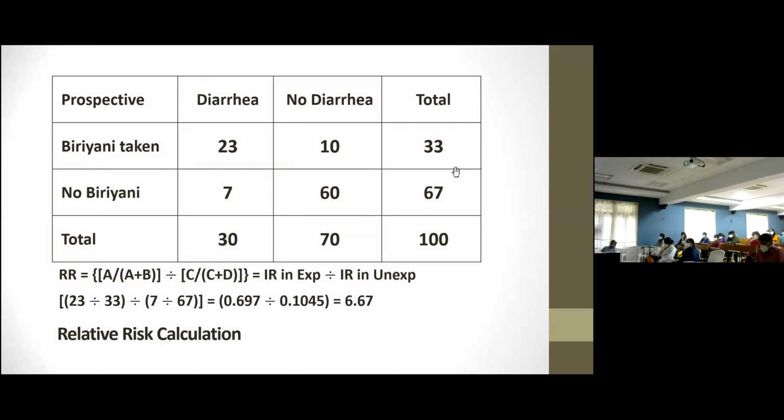Whereas 67 of the students have not taken biryani, but 7 of them also developed diarrhea. So 7 by 67 is the incidence of diarrhea in the non-biryani group. Then if you want to compare them, 23 divided by 33, that ratio is divided by 7 divided by 67. Incidence in the case group divided by the incidence in the control group is 6.67, which is a very high relative risk. It says that it is the biryani which probably has caused the diarrhea.